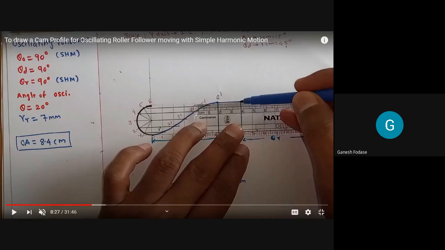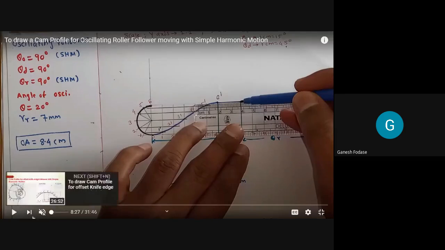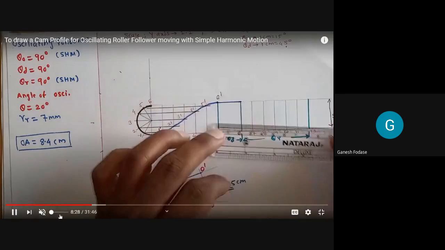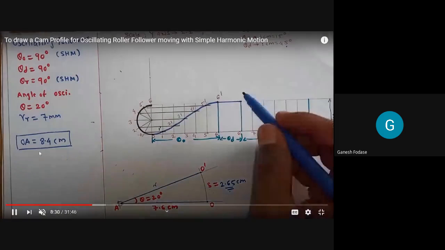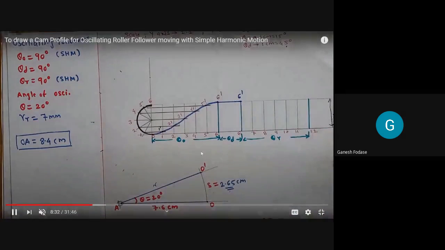As we know, 5 dash is 5 and 7 is the corresponding point, 4 and 8, 3 and 9, 2 and 10, 1 and 11, and similarly 0 and 12 are the corresponding points. So take their positions in the next part, and we'll get similar corresponding points. So just see that now. This is the end of the dwell period, again 6 dash. Why again 6 dash? Because the follower is stationary, there is no motion.